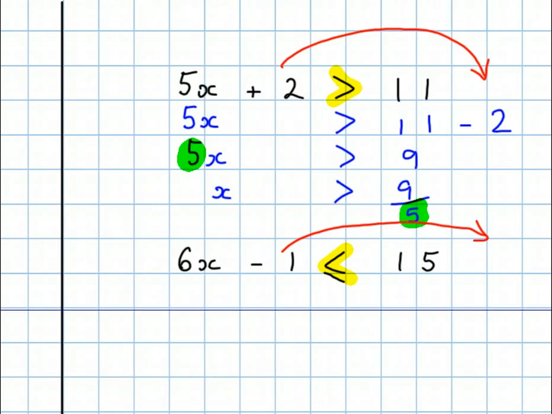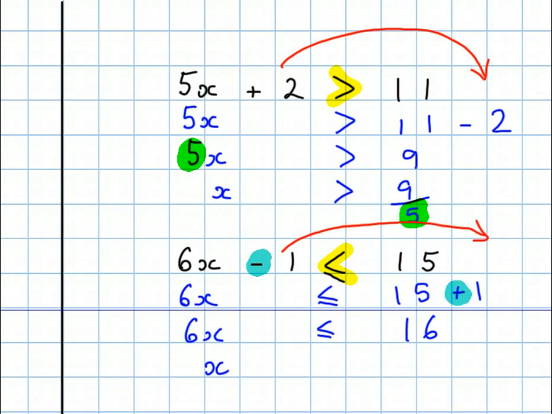Now, with that over and done with, let's solve the inequality. So 6x less than or equal to 15, take away 1. Beg your pardon, it shouldn't be take away 1, should it? No, because there was a minus sign in front, it's the only time that we add. So it should be 15 plus 1. So 6x less than or equal to 16.